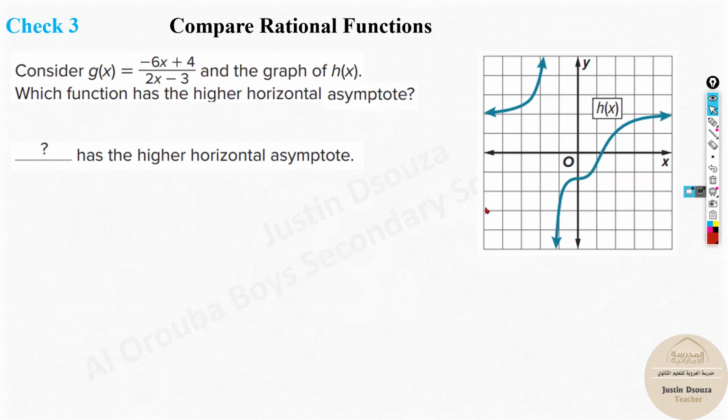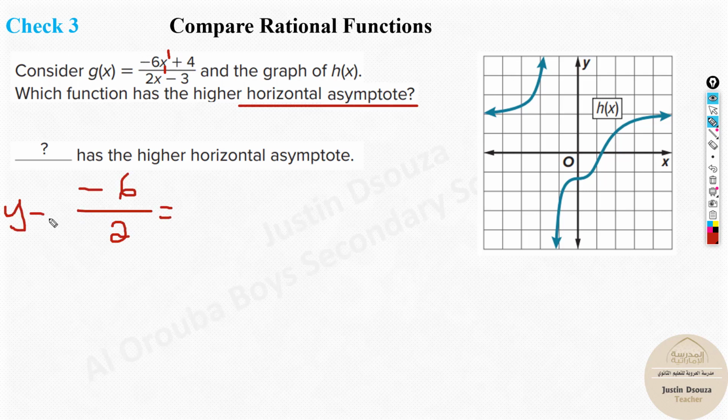Now you can see this problem here. They have told us to consider the function g of x and the graph of h of x. We don't have the function equation for this. We have to just tell which function has the higher horizontal asymptote. Since they are just asking about the horizontal asymptote, I'll just find the horizontal asymptote. No need of anything else. How do we find the horizontal asymptote? See the degrees, 1 and 1. So write the coefficients. It's minus 6 by 2, that is equal to y equals minus 3. Now if you have minus 3, the horizontal asymptote will be somewhere over here.